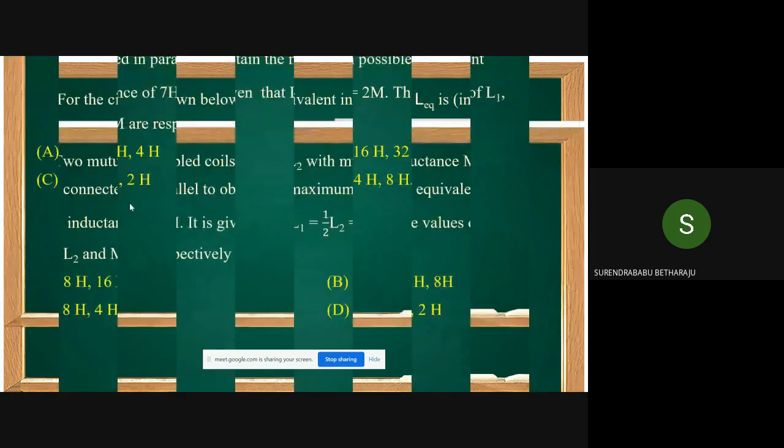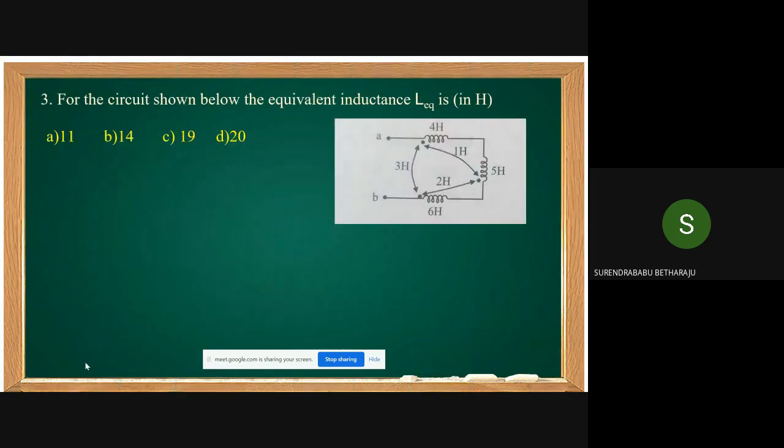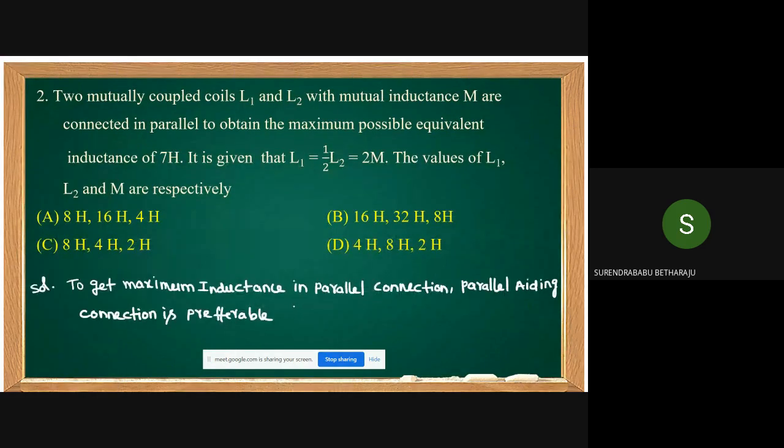What is the L equivalent, students? The L equivalent equals L1 L2 minus M square by L1 plus L2 minus 2M. It is not plus 2M, it is a minus 2M.